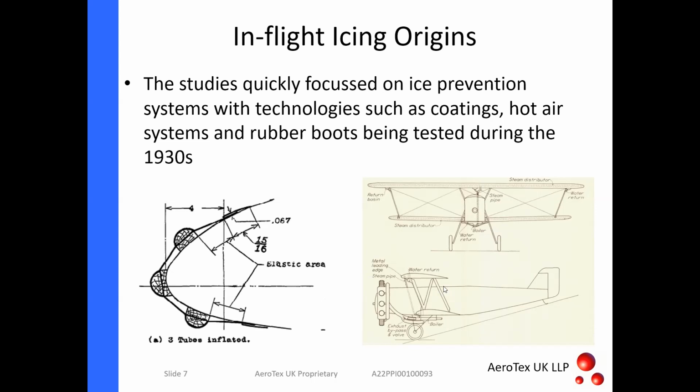And then on the right-hand side, you can see a hot air system with a boiler at the bottom and steam pipes coming along to heat the leading edge. It's very similar to what's used on all commercial aircraft, where hot air is taken out of the engine and run along the leading edges of the wings, where they have these so-called piccolo tubes, which are metal tubes with holes that are directed towards the leading edge to heat it.